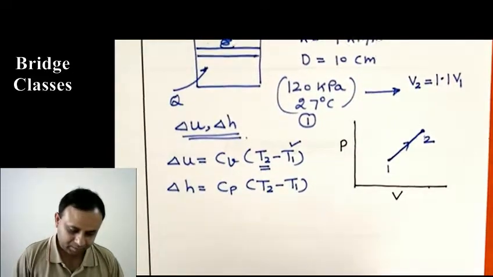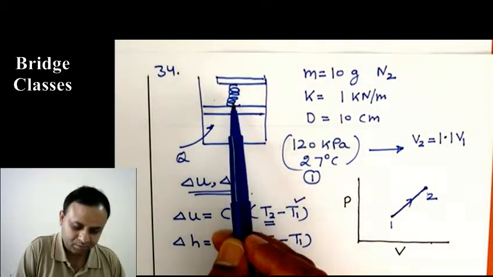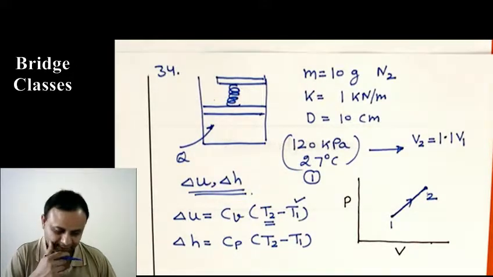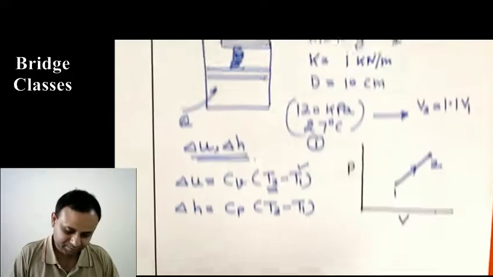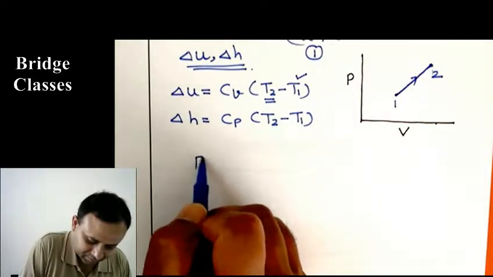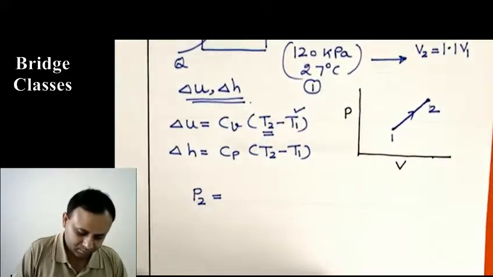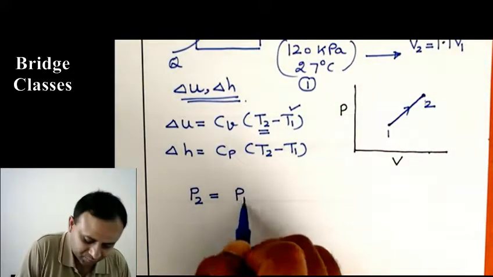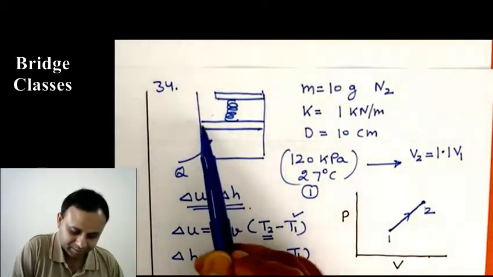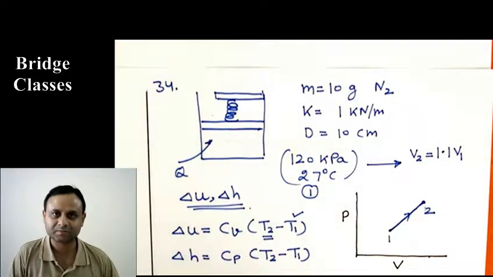Okay. Actually, we can find the compression of the spring and use that information to get the final pressure. You see, let me write here. This final pressure P2 will be the initial pressure P1 plus the pressure that is exerted because of compression of this spring.